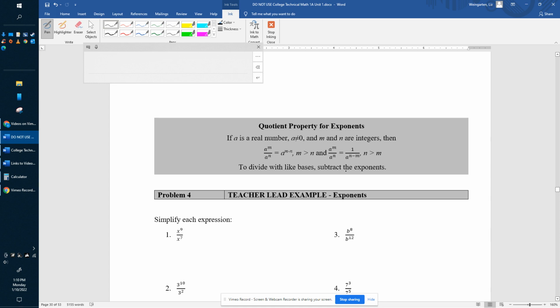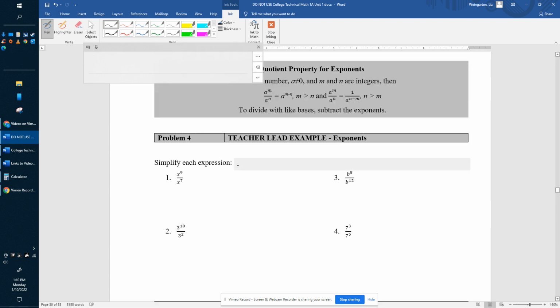So you have to pay attention to which number is bigger, the one on the top or the one on the bottom. If the one on the top is bigger, you do not have a fraction as your result, or your evaluation. You are simply going to have that variable or that number to that power. If you have the larger number on the bottom, you are going to end up with a fraction with the base and the exponent in the denominator.